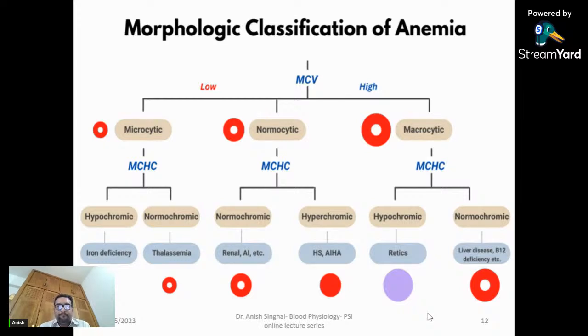The commonest causes of microcytic anemia are either iron deficiency or thalassemia. Second, macrocytosis. Now, if the truck is bigger in size, what will happen? The road size is the same, but your trucks are unnecessarily bigger. What they do is they obstruct the vessels. There is congestion in the vessels.